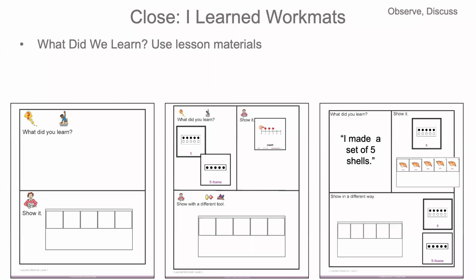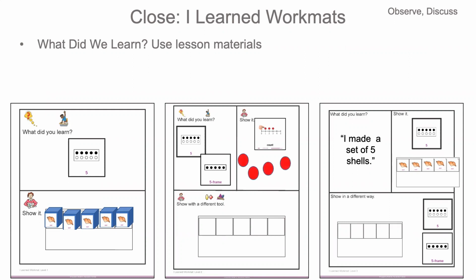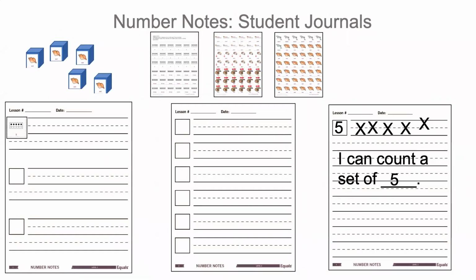Taking a closer look at the I Learned work mats, these work mats are written to be a hands-on opportunity to answer the questions, what did you learn, and show it. Manipulatives, pick symbols, drawings, words, those can all be used to complete the work mats. Once students have completed the work mat, leave time for discussion and demonstration. The work mats are leveled, so do choose the level that best supports each student when completing the activity, and then make sure to provide each student with the materials from the lesson so that they can answer these questions.